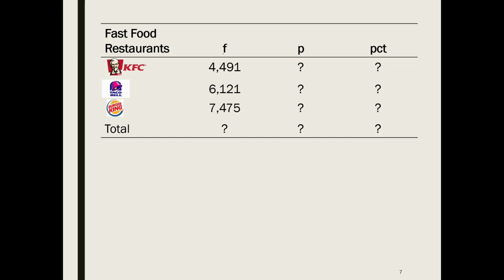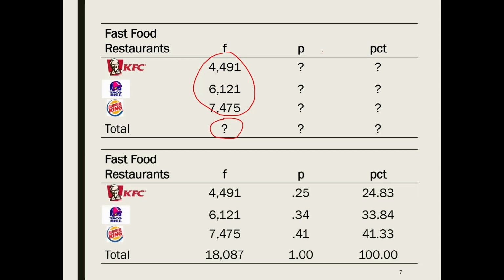Now, based on these three numbers, you can pause the video and try to calculate the total sample size and also the proportion of each fast food restaurant, and also the percentage. So here are the results, right? In order to calculate the proportion, the very first thing you have to do is calculate the total. By adding all three together, you get the total. Then everything becomes easier.